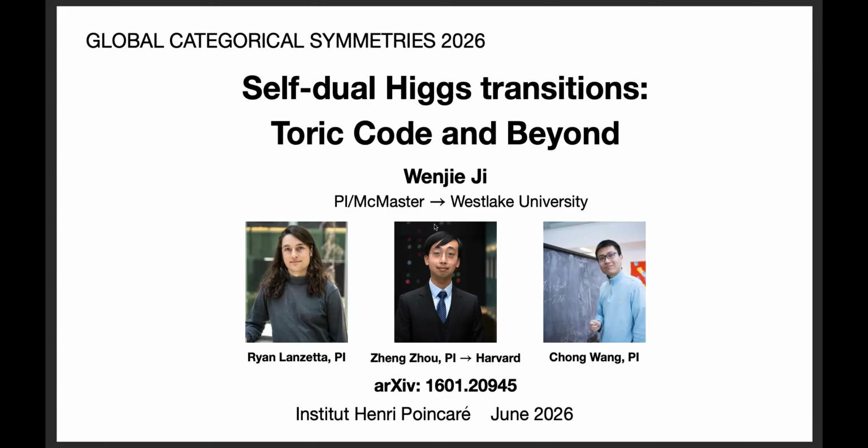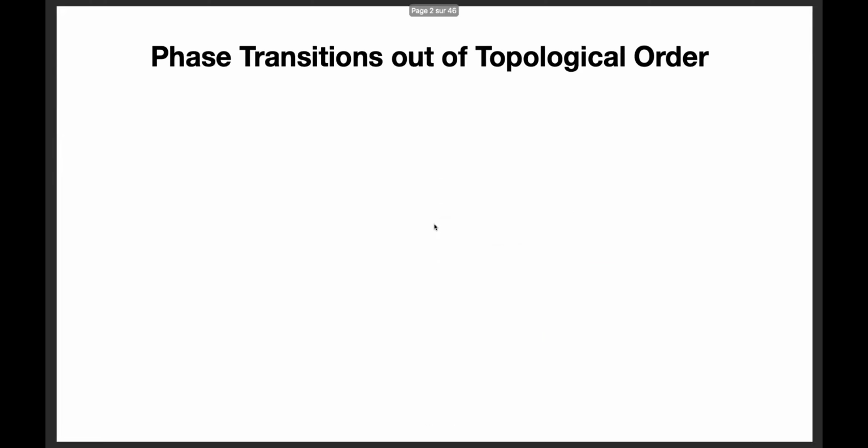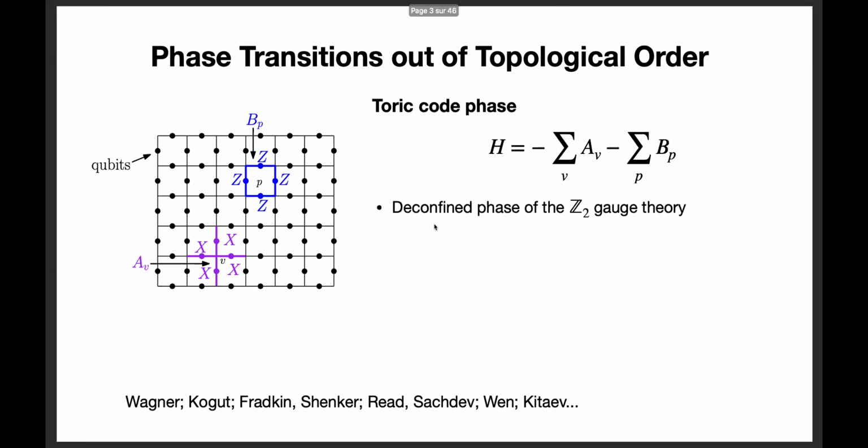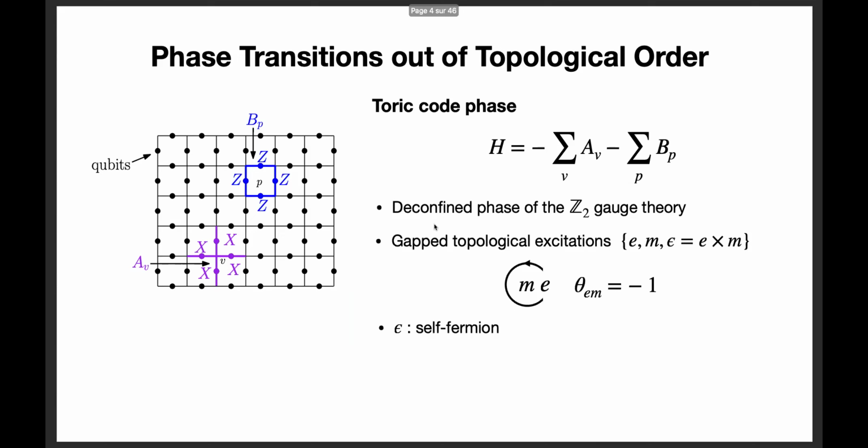Okay, so today I want to talk about phase transitions, in particular phase transitions out of a topologically ordered phase, which we know is usually beyond the Landau paradigm. Let's be concrete and pick the simplest topological order, the toric code phase. I'm sure everyone in this room is familiar with this model. It's an exactly solvable model, and the ground state is a deconfined phase of essentially the Z2 gauge theory.